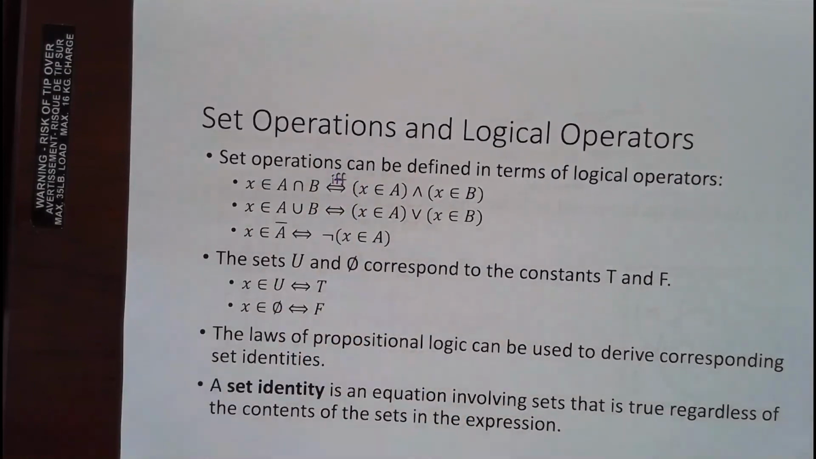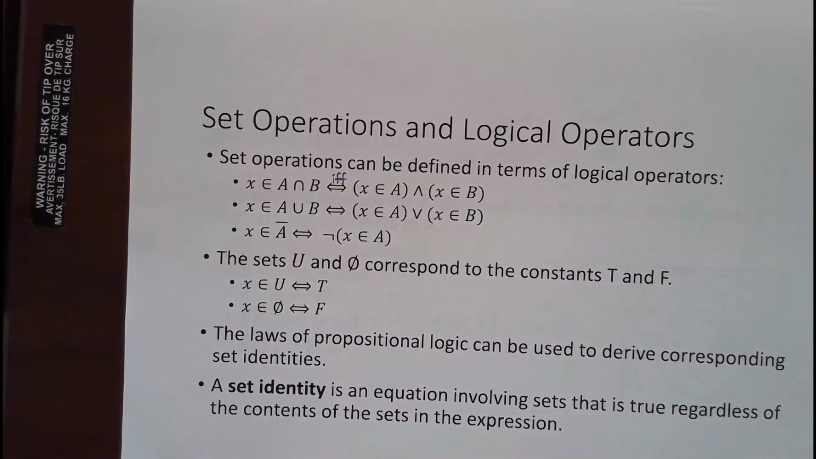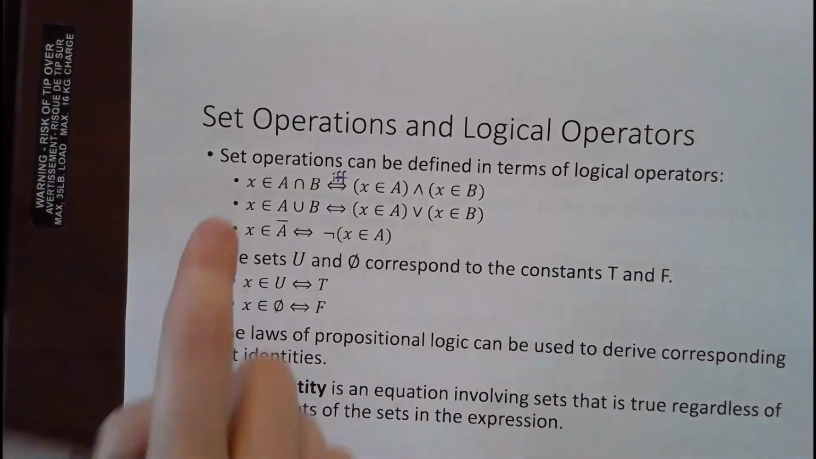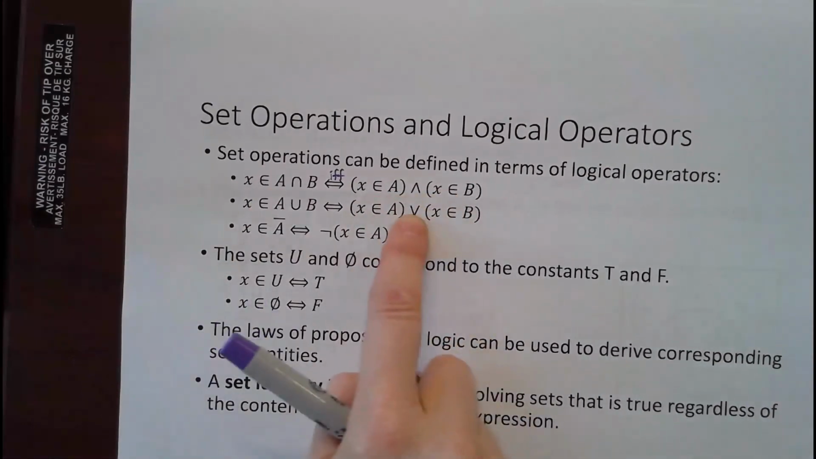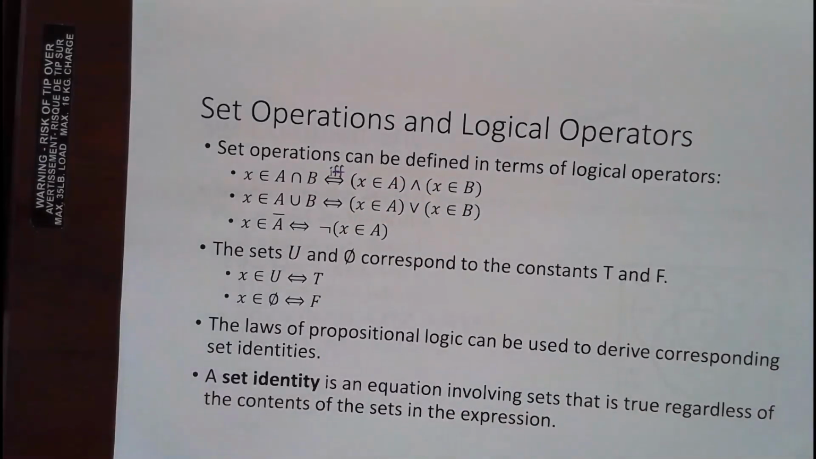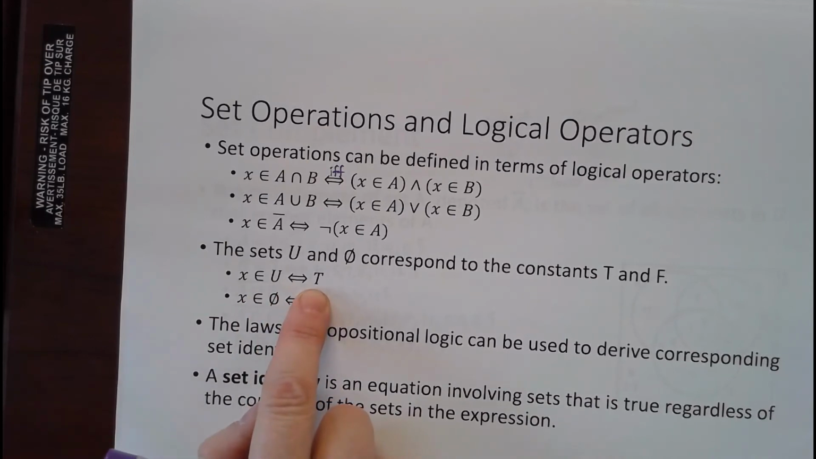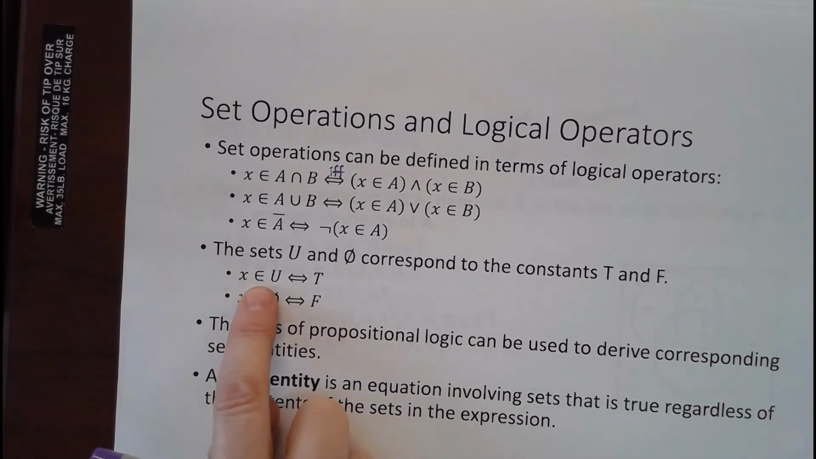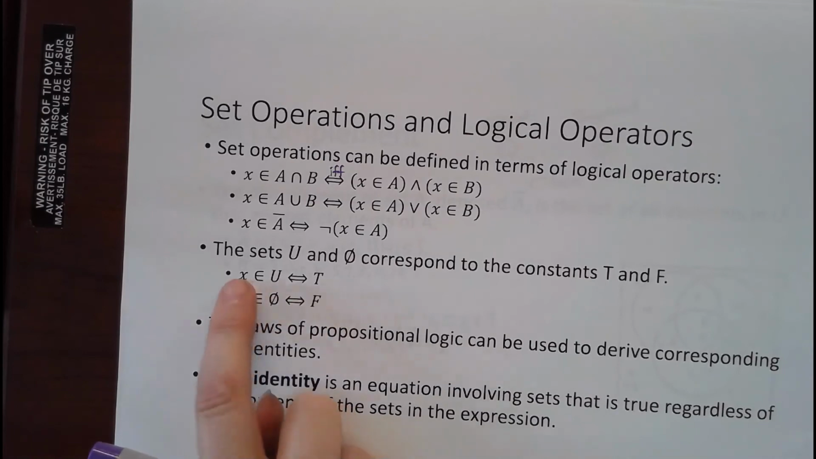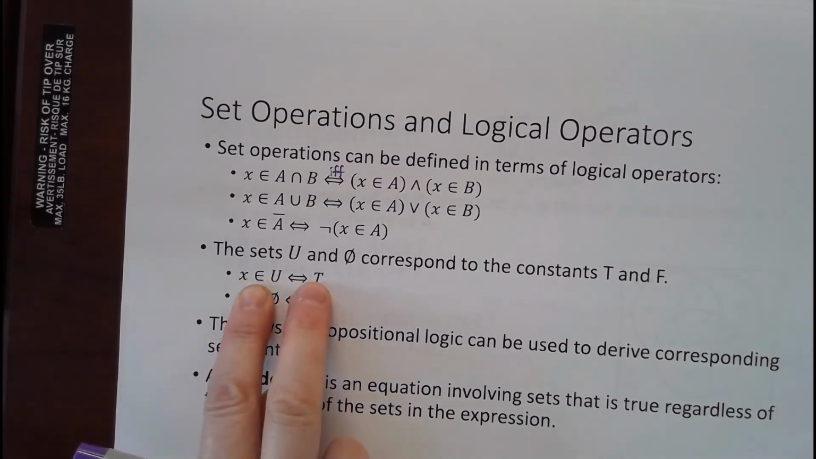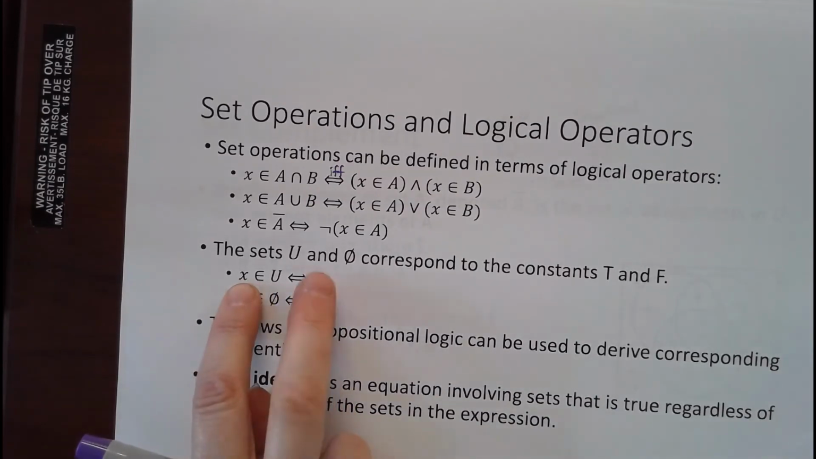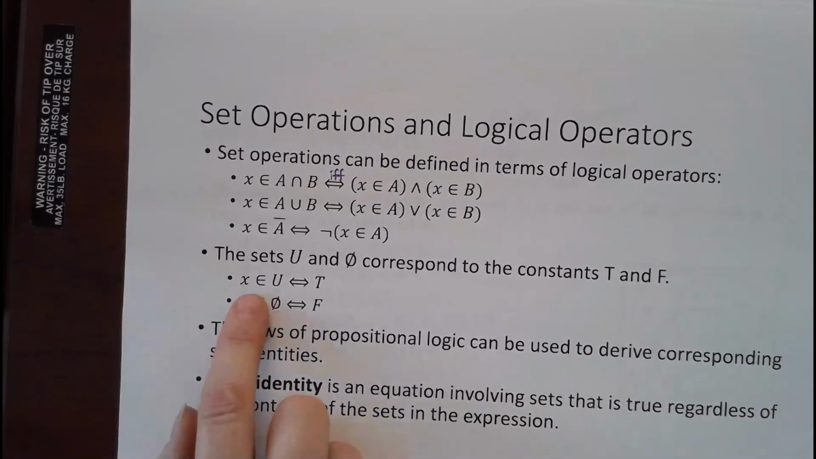So these would be the definitions, so how you can take a set operator and define it in terms of logic operations. We can also say that X is in the universal set if and only if true. X is always in the universal set. So if X is in the universal set, this is true. If X is not in the universal set, that would be false.